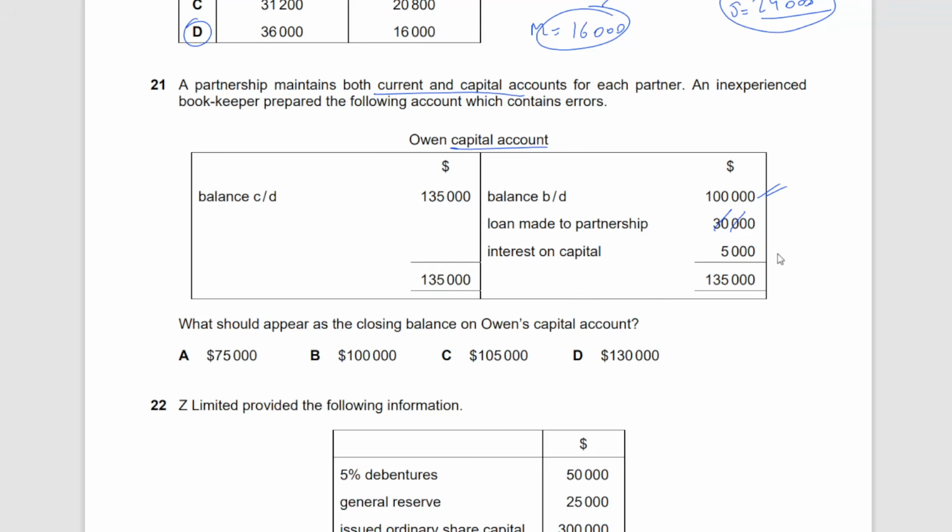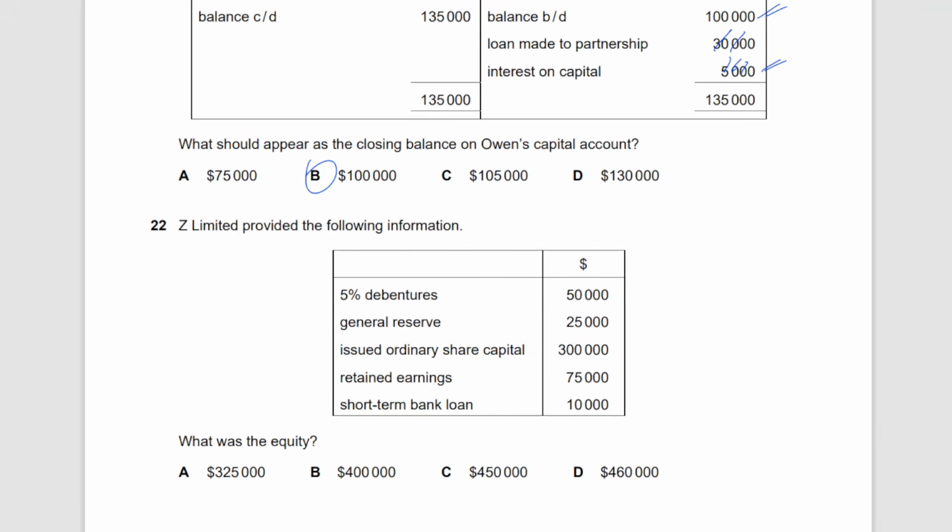So anyway, this belongs to the current account. This entry is fine, as I said, if we were not maintaining both. So since we are maintaining both the current and capital account, let's not put it here. Let's put it in the current account where it belongs. So what should appear as the closing balance on Owen's capital?